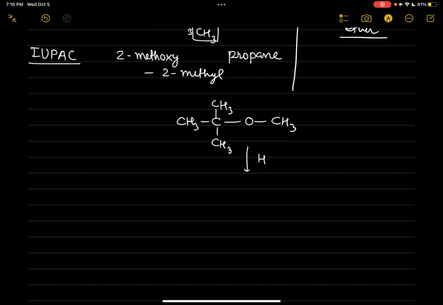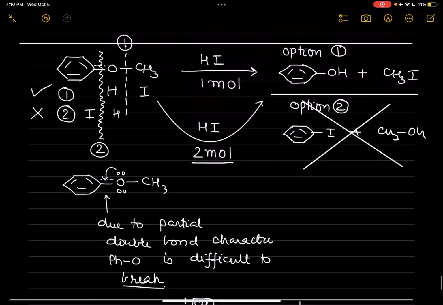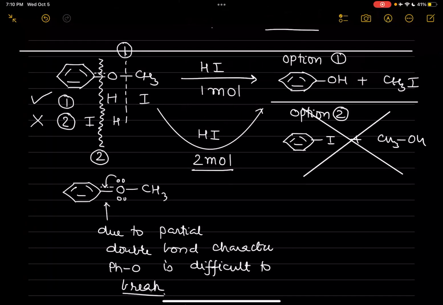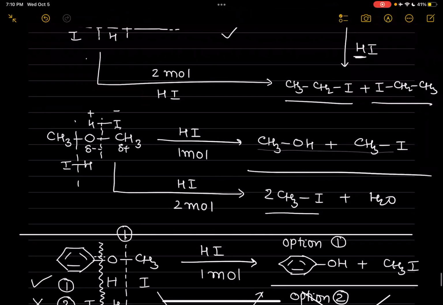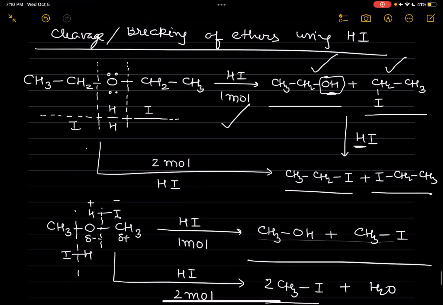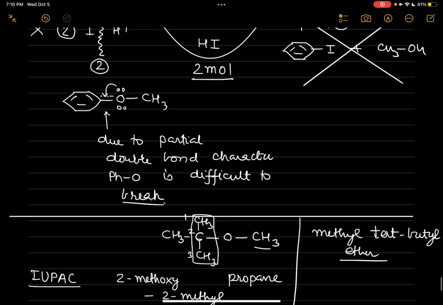So HI. So what am I going to get? Here also you were having two options. So for the unsymmetrical ether, you need to think. For symmetrical ethers, it is not a matter of concern. Just break the CO bond, put OH and I. Okay. Clear? But here it is going to be a matter of concern. The way in which you break the carbon-oxygen bond, you need to select it by thinking.